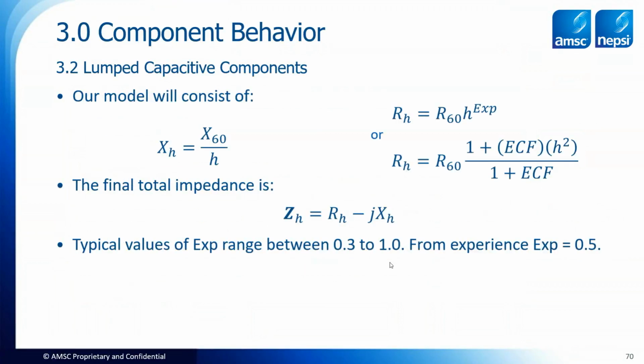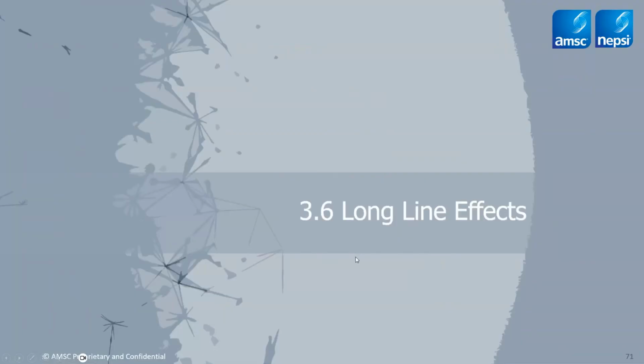So similar to the lumped inductive components, except the inverse now, X sub H equals X sub 60 over H, and the impedance is R minus j X of H. And R is one of these models that you choose. And again, we've shown typical values of the exponent.